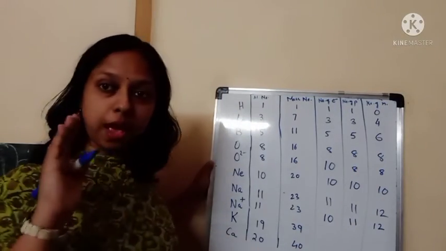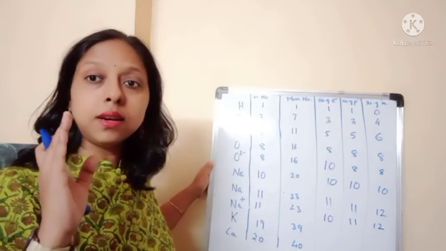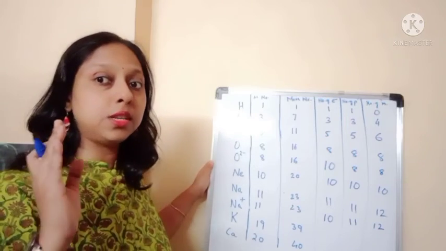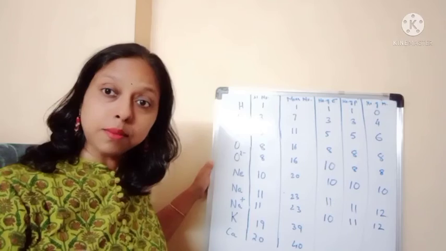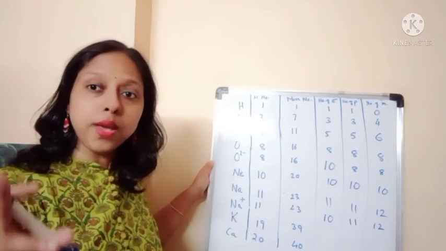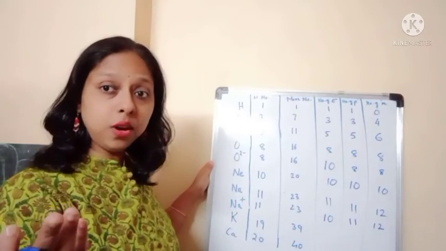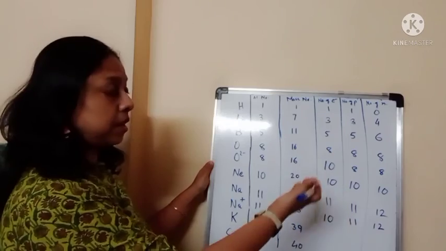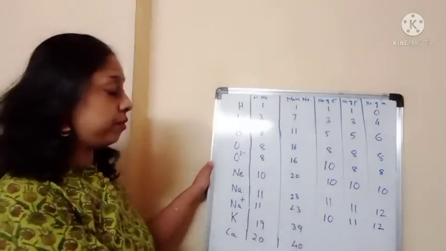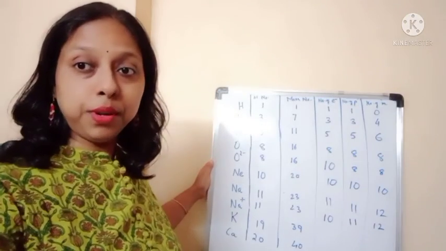Okay, have you understood how, with ions, the atomic number and the mass number remain constant, so the number of protons and the number of neutrons remain constant, and only the number of electrons changes? So now you have to find out the mass number, electron number, proton number and neutron number for potassium and calcium, and let me know the answer.